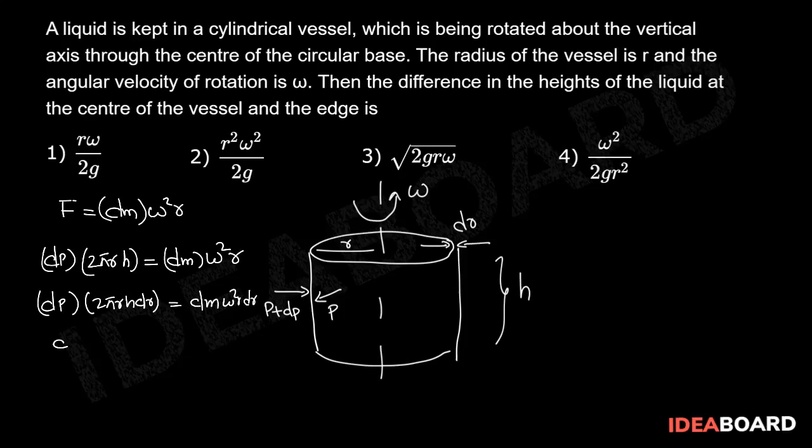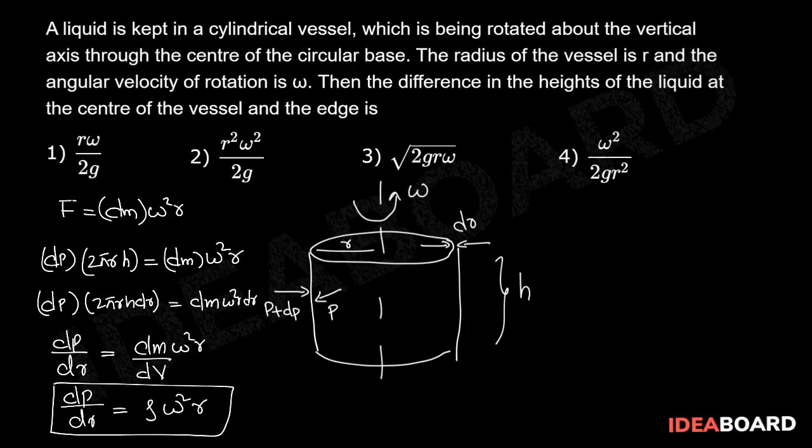Then I can write dP by dr is equal to dm omega square r by 2 pi r h dr. 2 pi r h dr is nothing but the volume of the fluid, which will be dV. Then I can write dP by dr equal to rho omega square r. Now we are going to use this relation in the following question.